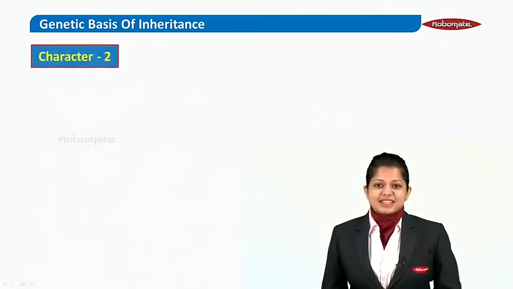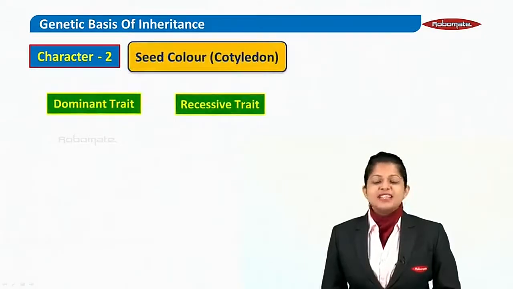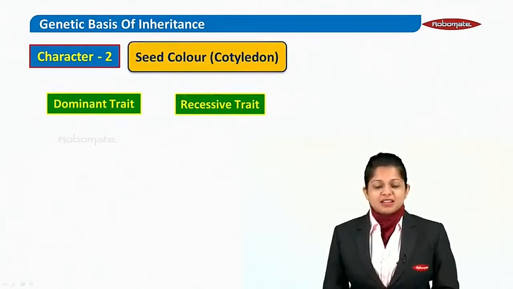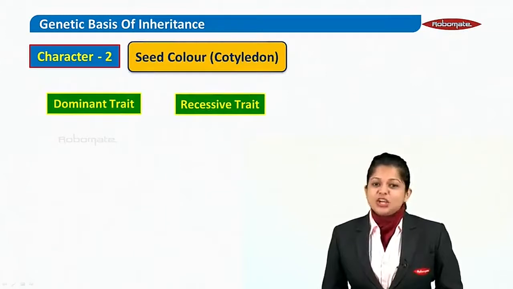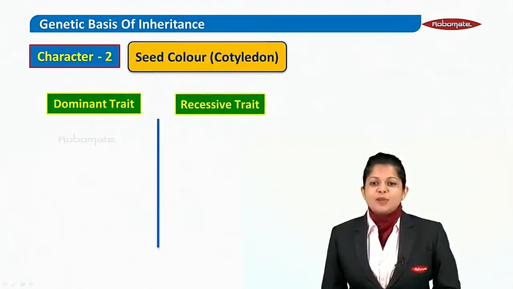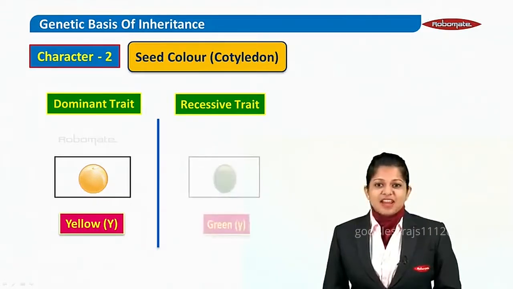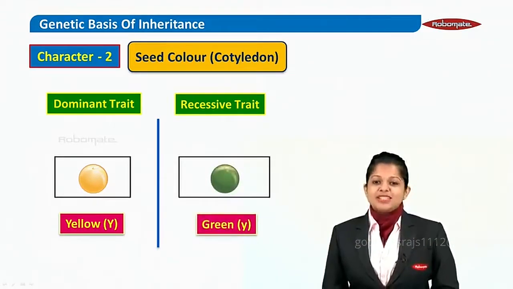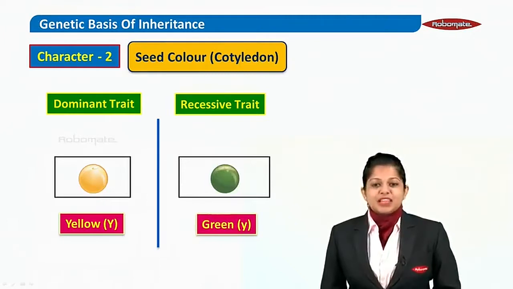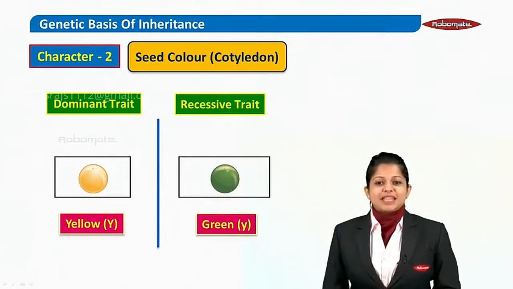The second character Mendel chose for his experiment was seed color, can also be said as the cotyledon color. The dominant trait for the seed color was seen to be yellow, whereas the recessive trait was seen to be green. The yellow seed color denoted by capital Y, whereas the recessive trait, that is the green color, denoted by small y.